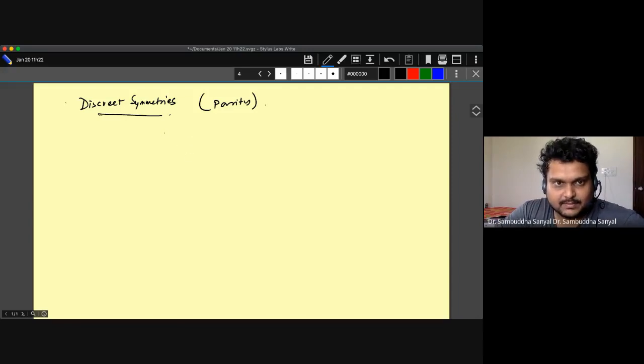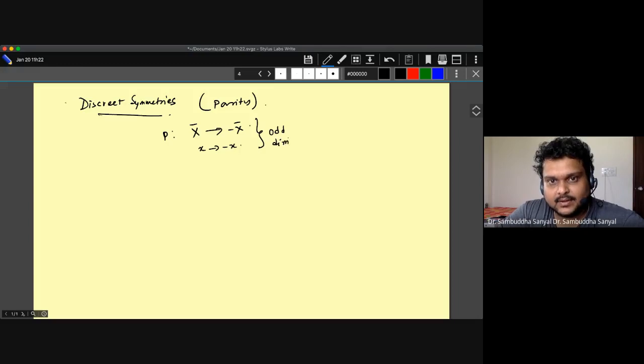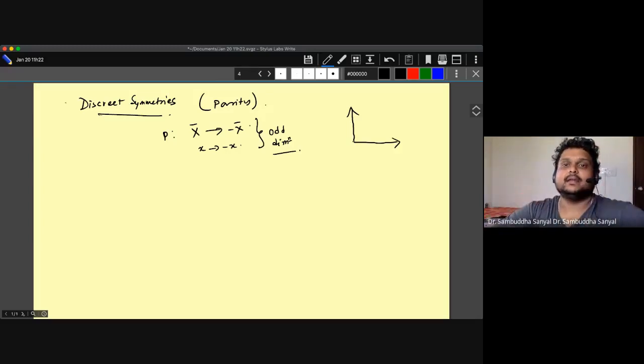So the simplest definition of parity is it's an operation which takes x to minus x. So that's your parity operation. So x to minus x in 3D or x to minus x in 1D. So that is how it is simply defined in odd dimension. And if I have to write it pictorially, it is basically a reflection at the origin, a point reflection, not a mirror like plane reflection.